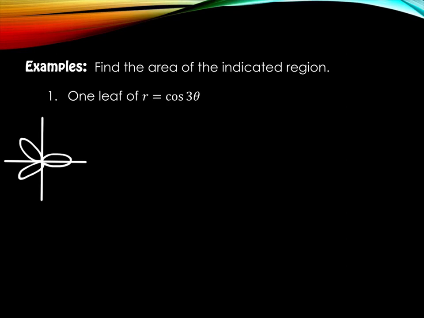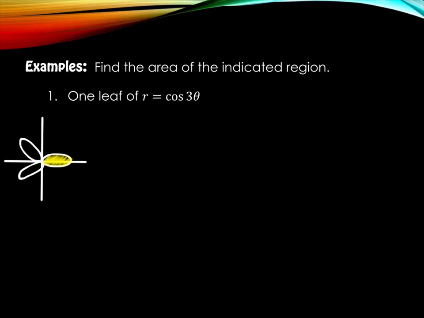And so the way that it's being described here is we're going to find the area of one leaf of r equals cosine of 3 theta. One leaf. So in other words, in my picture right here, we're looking at finding one of these petals or one of these leaves, not all 3. So we have to make sure that we're getting angles that make sense.